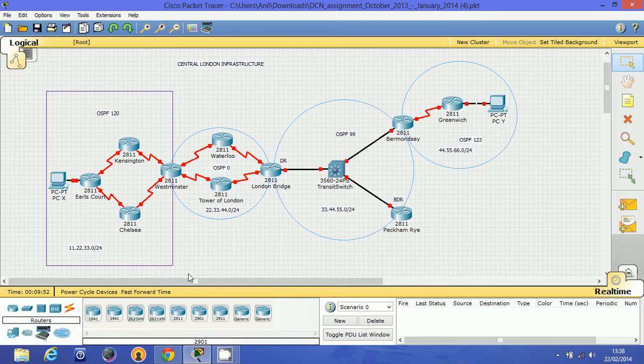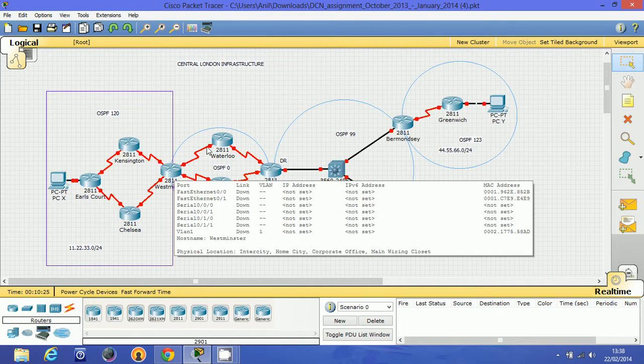In short, the inter-area router is called an area border router. It means the router which lies between two different areas is called an area border router. In this case, this is an area border router, this is an area border router, this is an area border router. And what's the responsibility of an area border router? It will collect the information of the routers of its area, and advertise to the other areas.